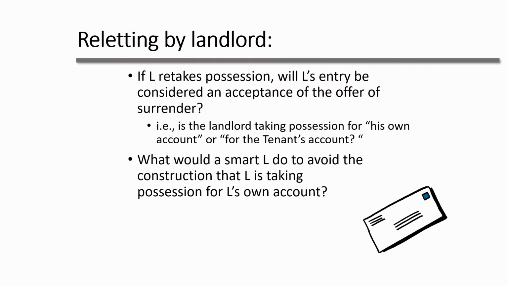So what would a smart landlord do to avoid the construction that the landlord's taking possession for his own account? Well, the answer, of course, is the landlord would send a clear notice to the tenant stating what the landlord's intention is. If the landlord wants to take possession for the tenant's account and hold the tenant liable for any deficiency, the landlord can clearly say so, and that will establish the landlord's position.